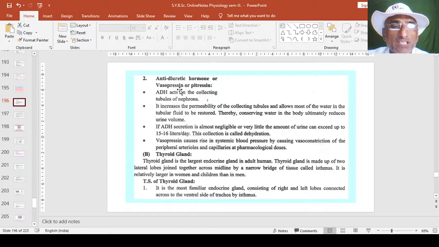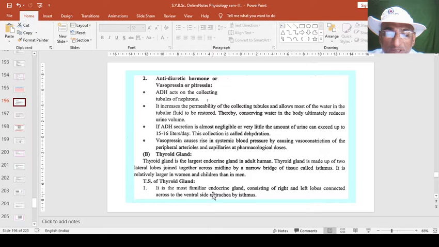So last time we have seen antidiuretic hormone and thyroid gland. So thyroid gland is the largest endocrine gland in the adult human, which is located in the thyroid region, or we can say in the neck region, or near the trachea. So thyroid gland is made up of two lateral lobes joined together across middle line by a narrow bridge of tissues called as isthmus. So isthmus is joining the both lateral lobes of the gland, and it is relatively larger in women and children than in men. So in men it is small.